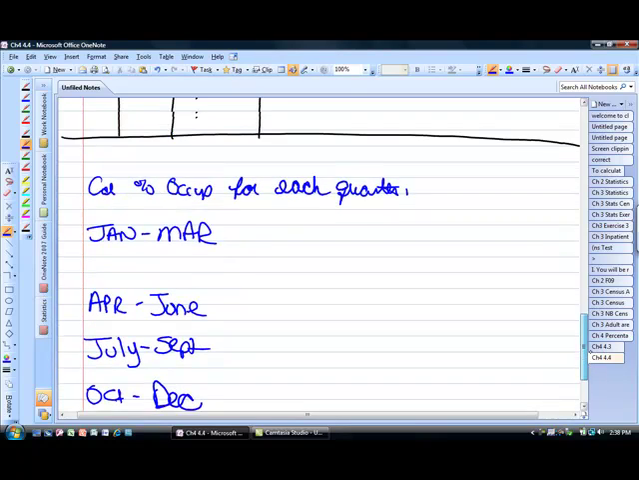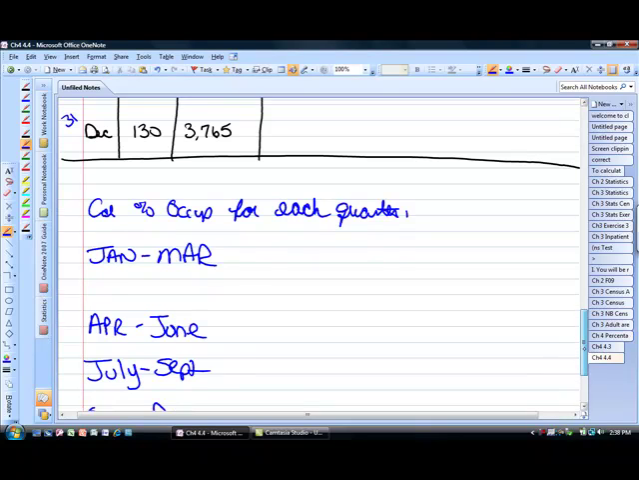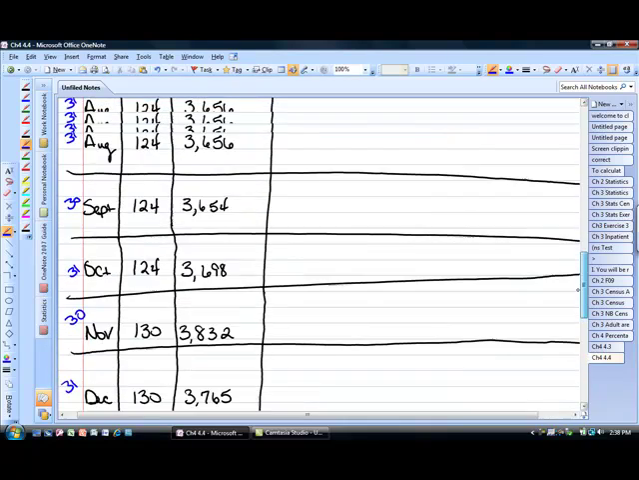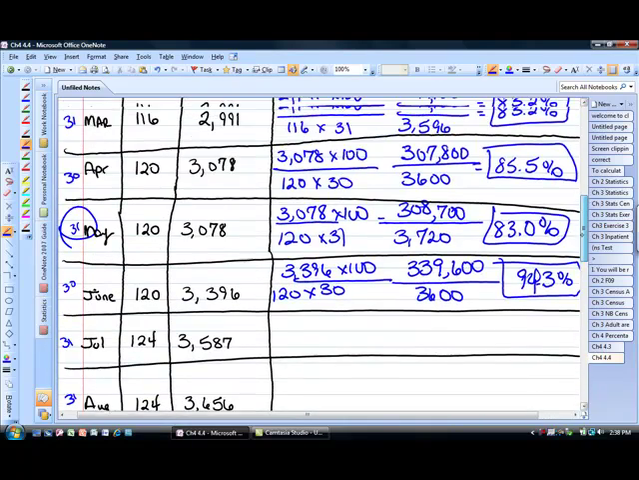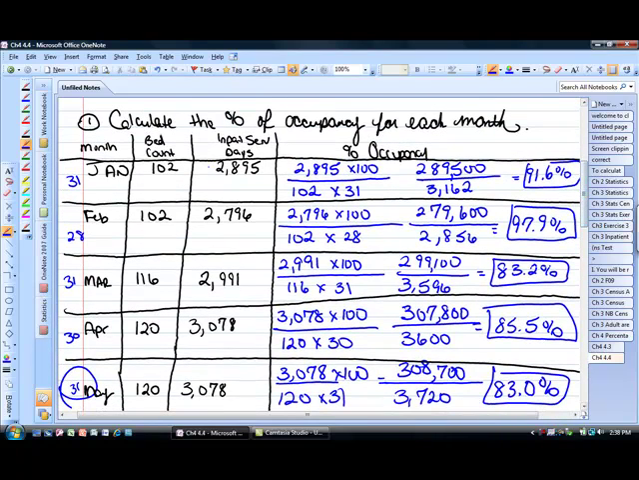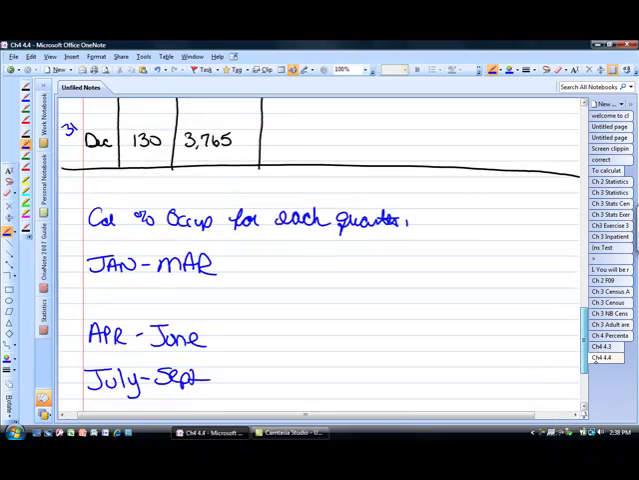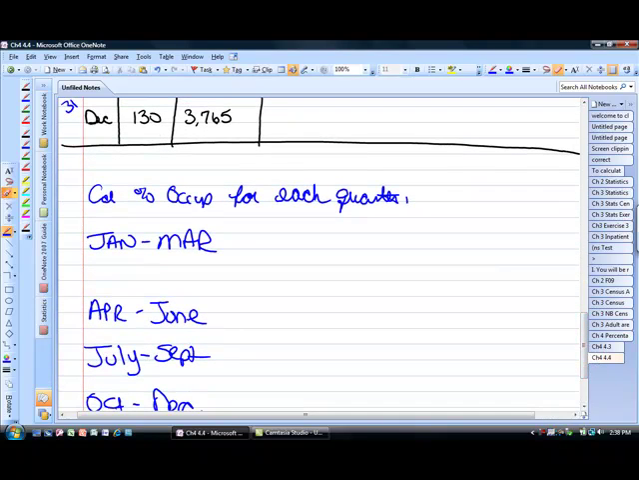Okay, let's look at our percentage of occupancy for January through March. What we're going to do is get our total inpatient service days for this period. So in order to get the total inpatient service days for the period, we are going to add 2,895 plus 2,796 plus 2,991. So let's go ahead and put these down here as part of our formula. I'm going to get rid of these real quick so that we can have some room to work.